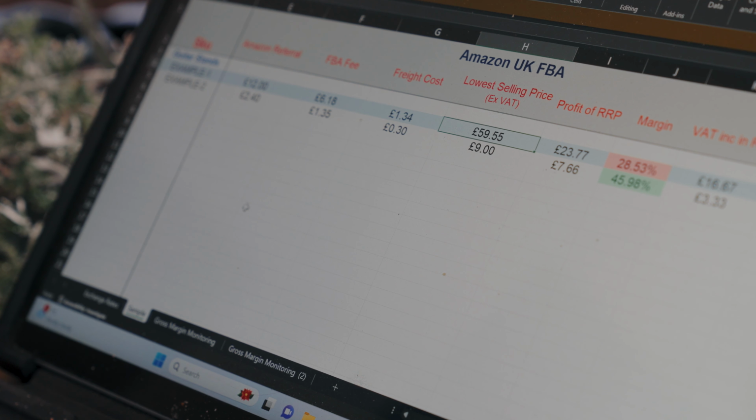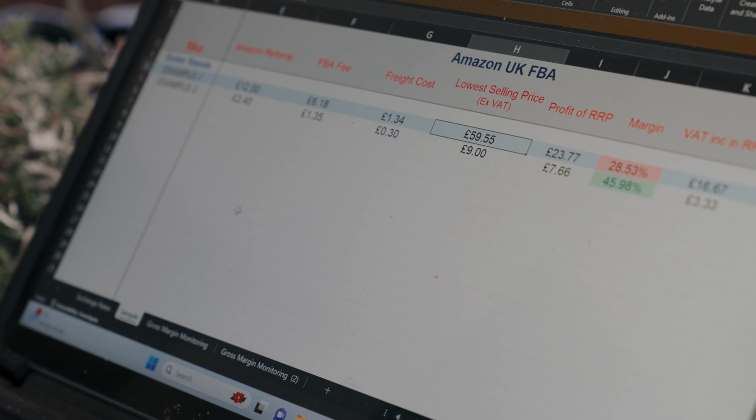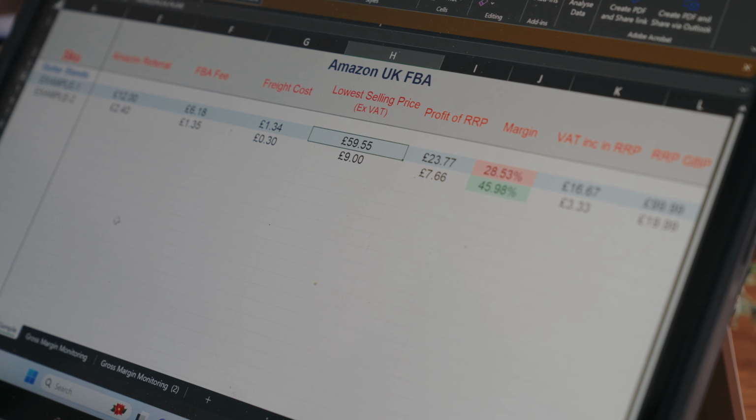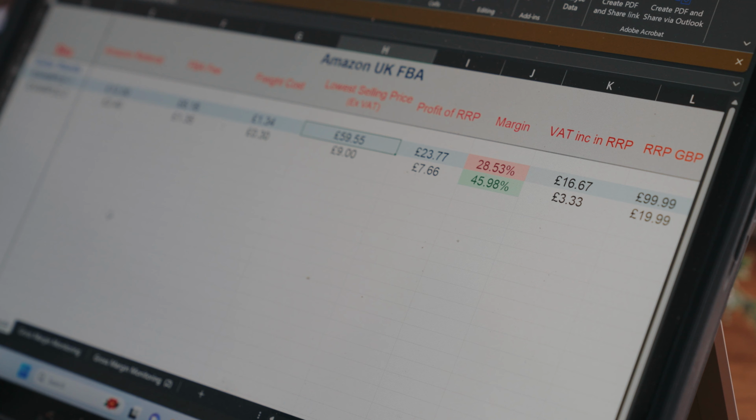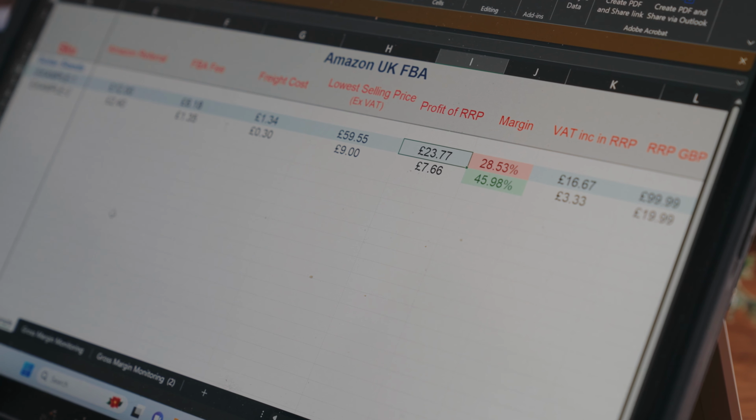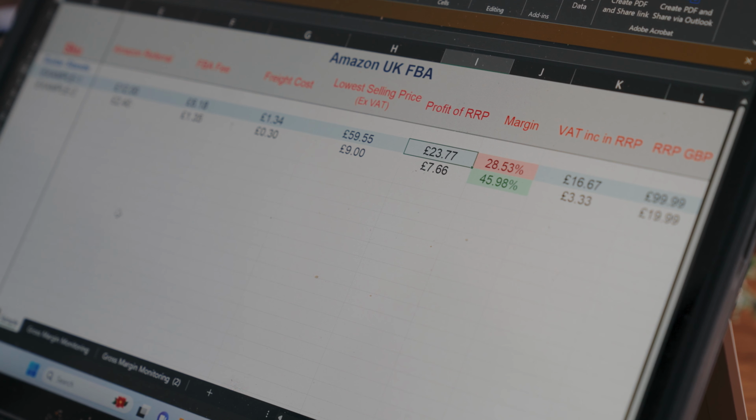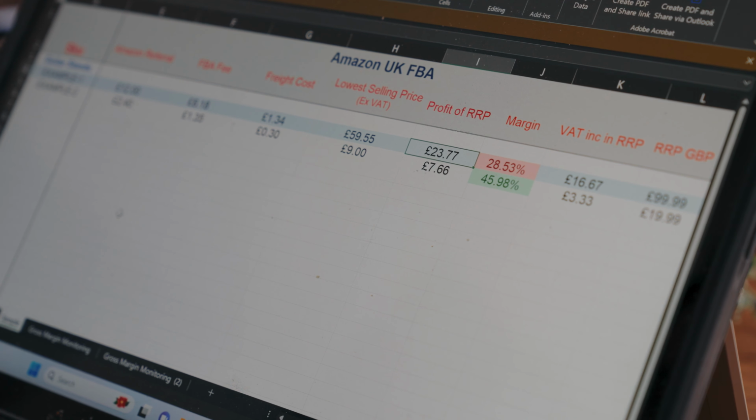Okay. So next then you have lowest selling price excluding VAT. So within this spreadsheet I have a formula running to work that out. So it takes all of your costs, adds them together, looks at your lowest selling price excluding VAT and what that is. Your profit when selling at the retail recommended price within this spreadsheet. So you can play around with that to look at what margin you're going to get.